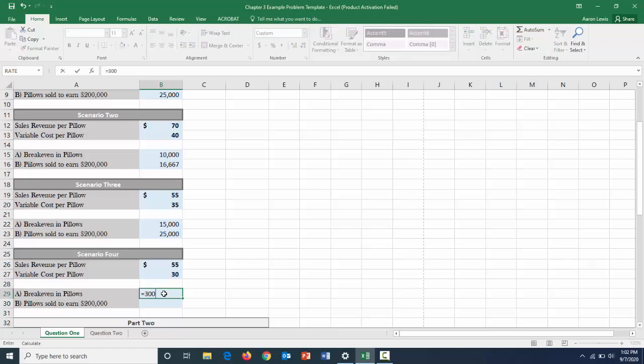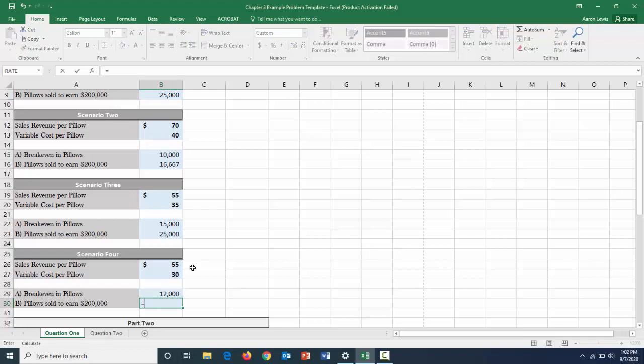We take our fixed costs, still 300,000, and we divide it by the difference between our selling price and our variable price, which is our unit contribution margin. It's going to be 12,000 pillows to break even at this particular cost of production. How about to earn 200,000?